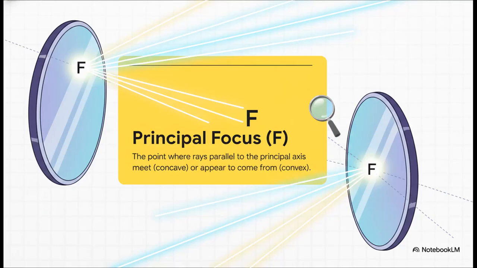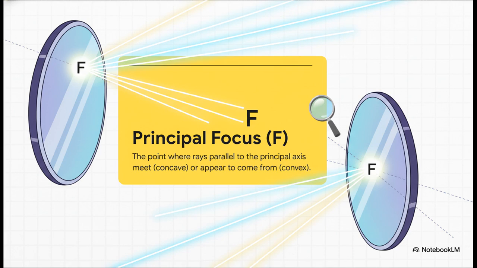All right, now for the really important one, the principal focus, or F. This is where the magic happens. If you take a bunch of parallel light rays and shine them on a concave mirror, they will all bounce and meet up at this one single point. That's the focus. Now, for a convex mirror, the rays bounce and spread out, but if you trace their paths backward, it looks like they all came from one single point behind the mirror.